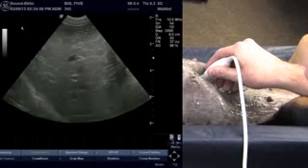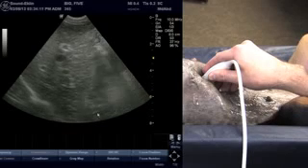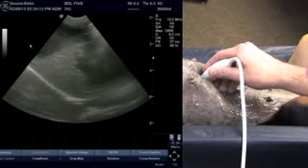The other thing to pay attention to as we scan this liver is the overall shape of the liver. It has relatively angular or pointed borders to it and is not excessively round.